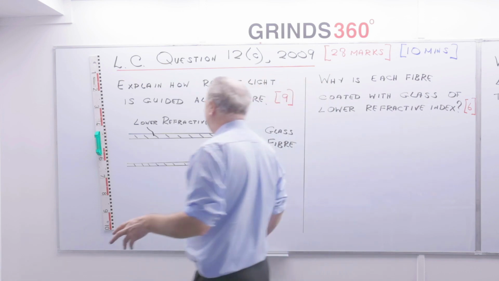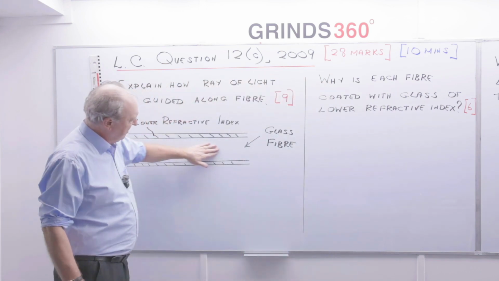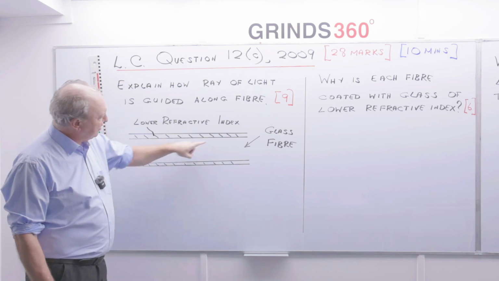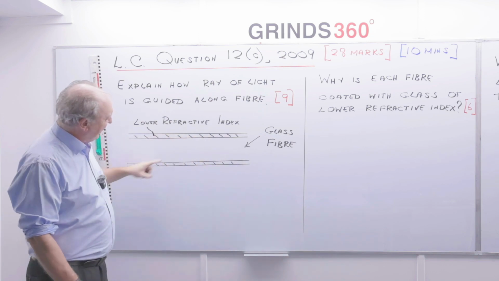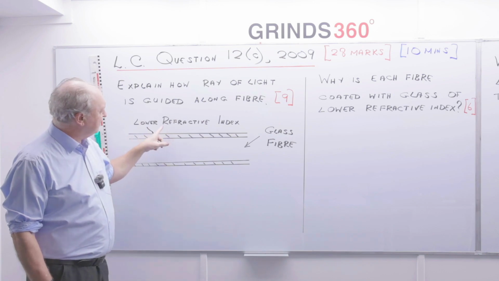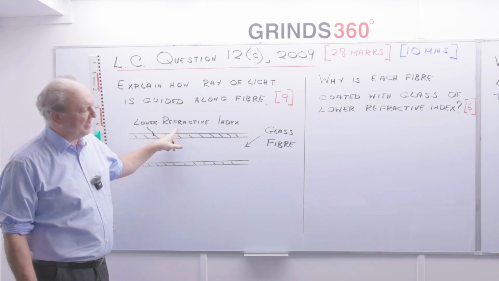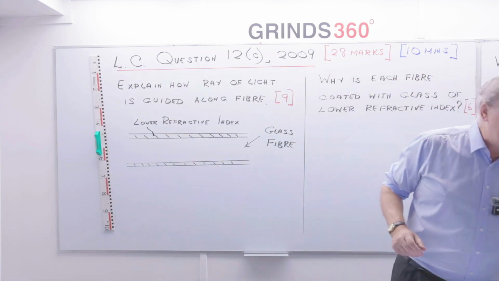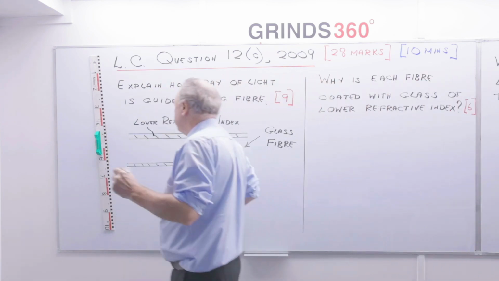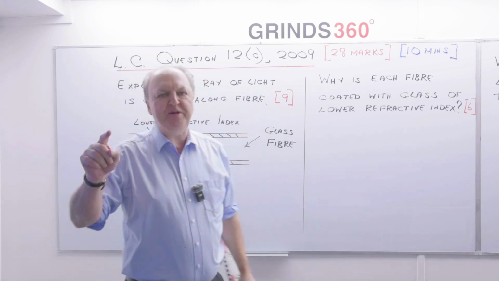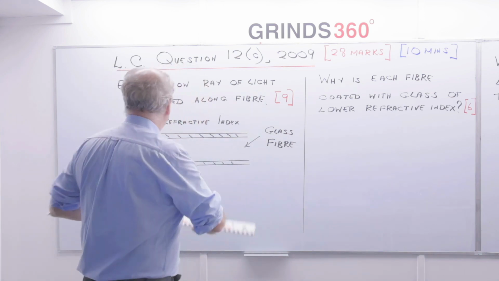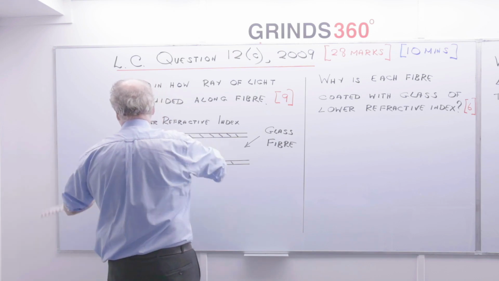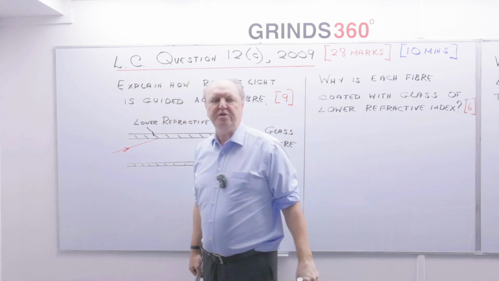So here's your diagram. So you just want to draw your glass fiber, and just on the outside of it, you're just going to put in that kind of line that's shaded. That'll represent a material of lower refractive index. Now, they want to see the ray of light getting guided along the fiber. I'm going to send in a ray of light, but it's really important that when I send my ray of light in, I send it in at an angle of incidence that's greater than the critical angle.